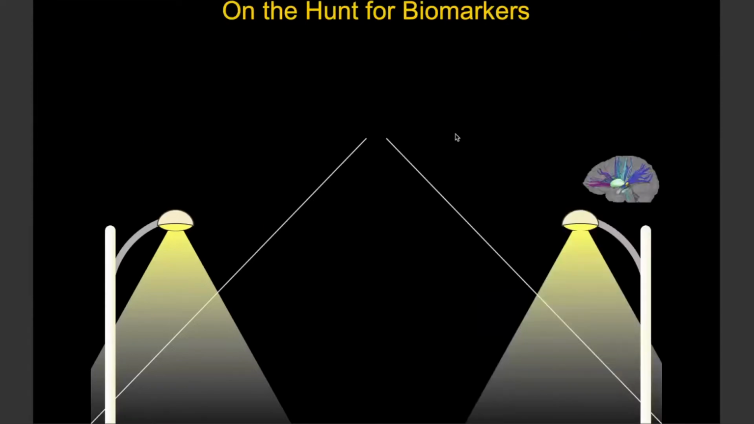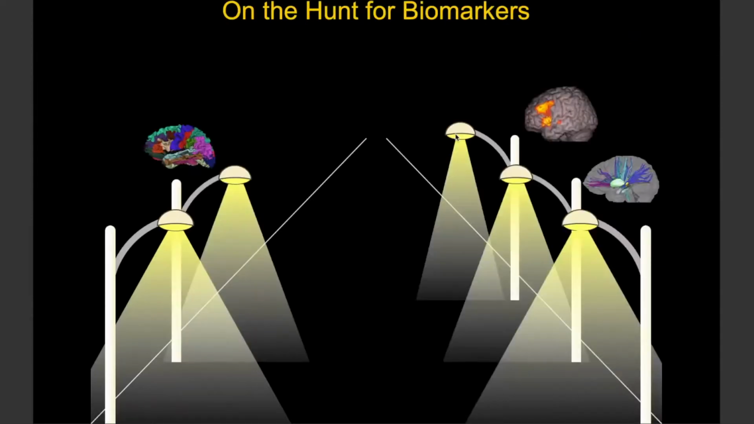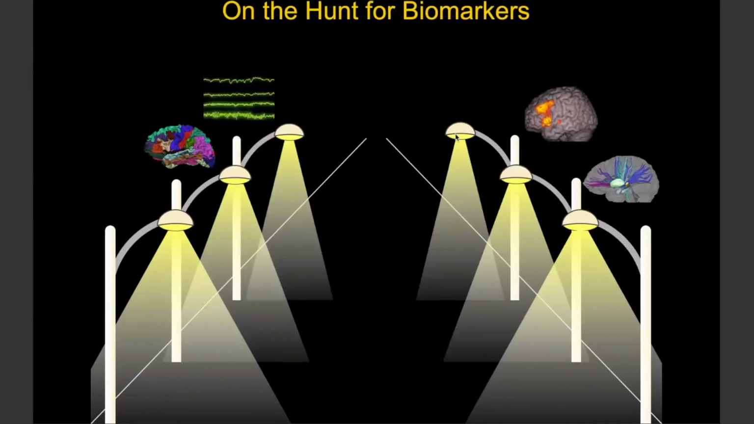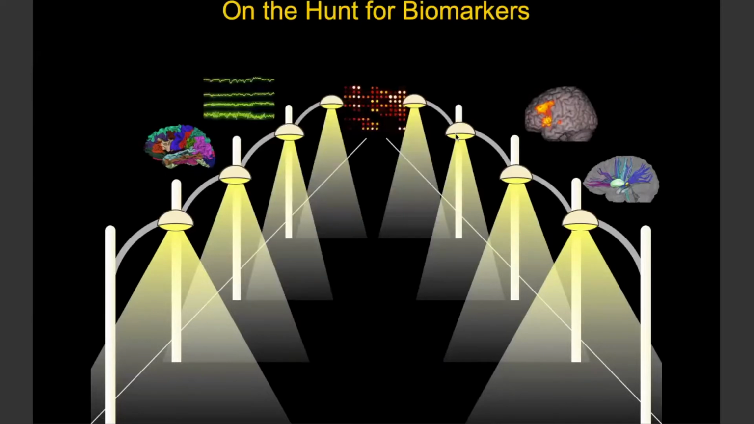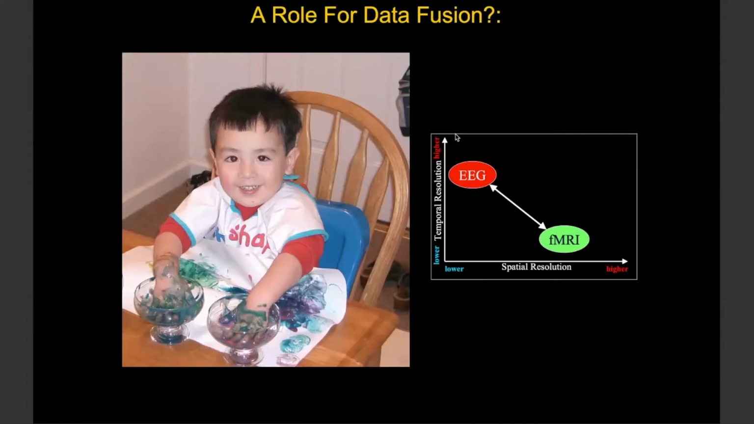Okay. So we know there's lots of different kinds of data: function, structure, connectivity, electrophysiologic data, genomic data. All of it is woefully inadequate to tell us what we really want to know. So what we should be doing is trying to leverage the information across these different data sets, and that is complementary.